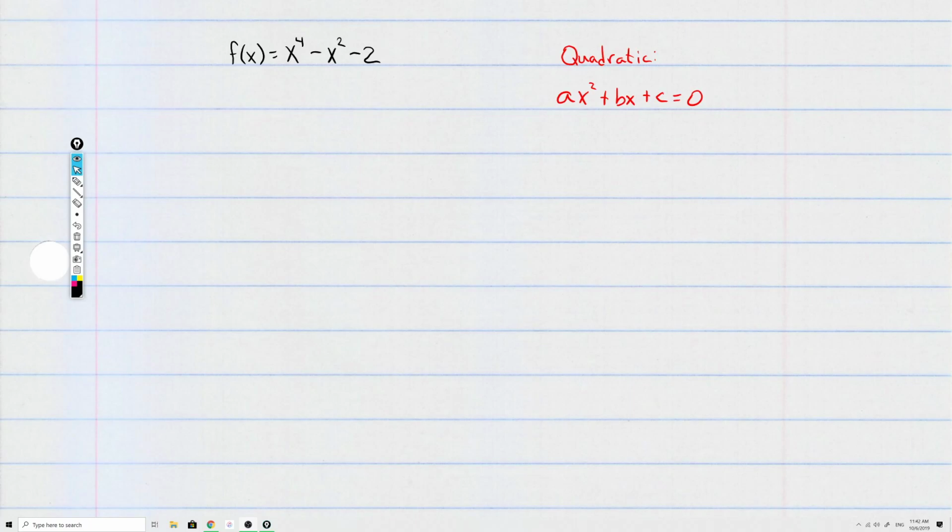Hi guys, I wanted to show you an example of a polynomial function that we can tackle without needing the techniques that we've been using the past couple of weeks. So consider f of x equals x to the fourth minus x squared minus 2.